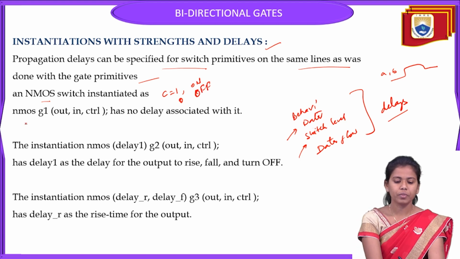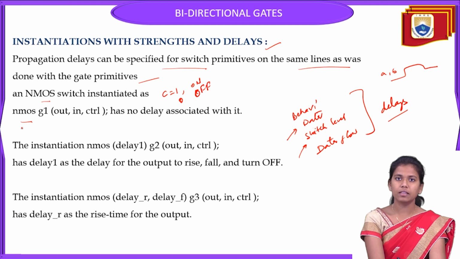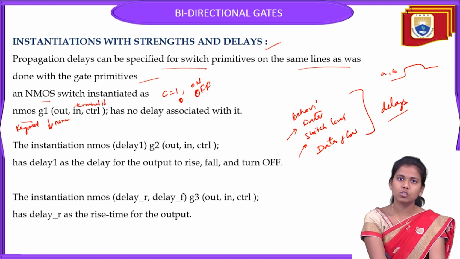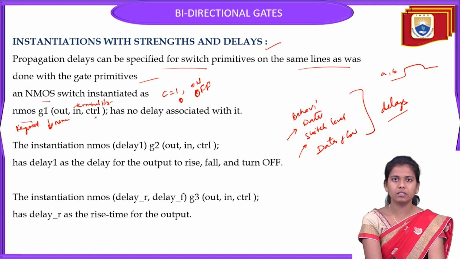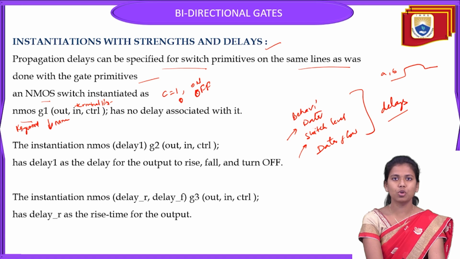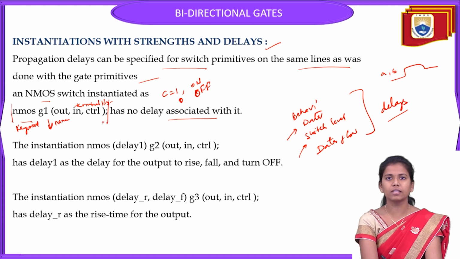Here, NMOS is nothing but the keyword, and G1 is the gate, the name of the circuit, the name of the module. Then comes the terminal list, in which we represent the output, input and the control. The instantiation of this NMOS gate has no delay associated with it. If you observe this particular instantiation, there is no delay.